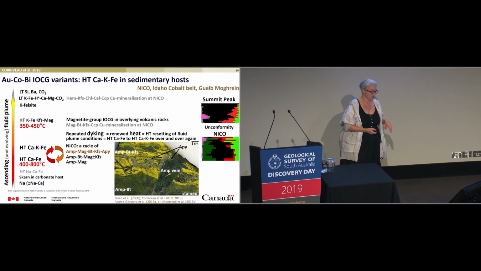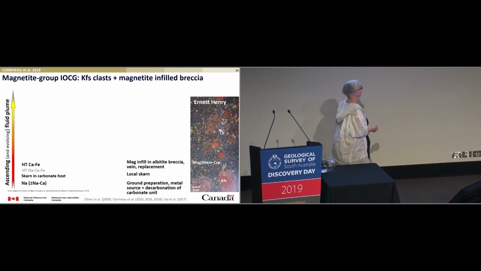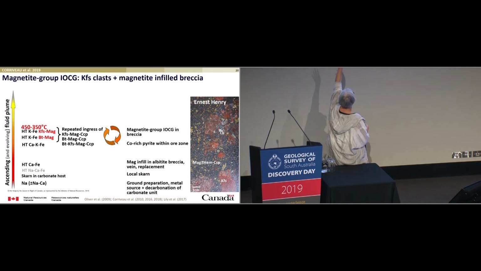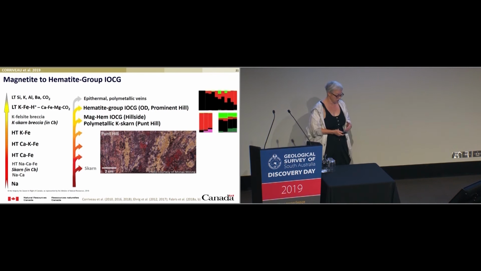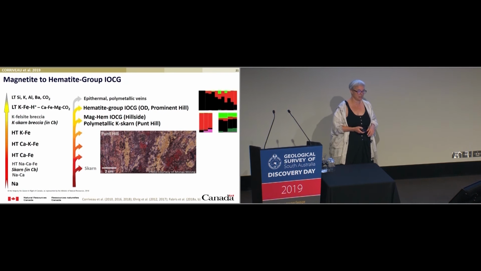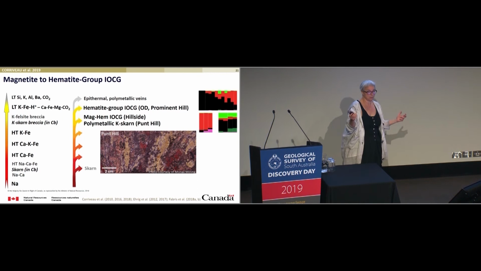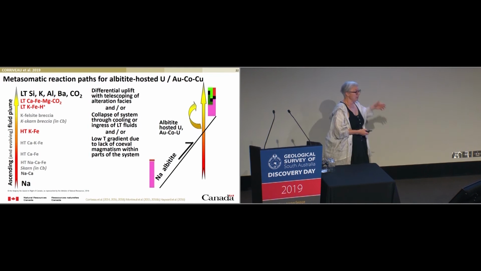Now, in the Conqueror District, I have nothing to teach you. You have all your regional alteration facies. You play yo-yo at the high temperature potassic iron, between biotite-magnetite and K-feldspar-magnetite. And then it evolves. This one dies quickly with the carbonates and the magnetite. But if it didn't die, you could have your IOCGs if there were maybe lower temperature fluids and all sorts of things. You can also form potassic skarn right at the magnetite-hematite transition. The same thing: some will have very little iron oxide, Point Hill; some will have a lot of iron oxide, Hillside. And then you can telescope things and have the albitite-hosted uranium.